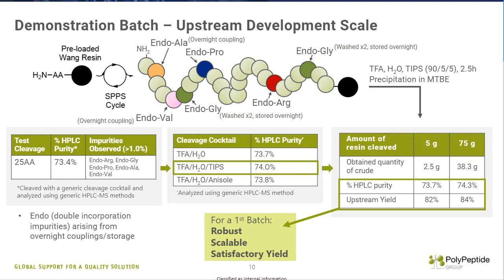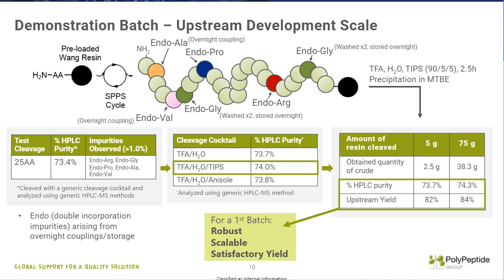So to go back to our actual upstream development and our demonstration batch. We got to the end of our synthesis. It was a 25 amino acid peptide. We had an HPLC purity according to our generic methods of about 73%. And we noted that the peptide was synthesized relatively well, but we had 1 or 2 impurities mainly associated with what we call endo impurities. So these are the double incorporation of amino acids at the same position as you complete the synthesis of the peptide. Here we had a number of them, such as endo-Ala, endo-Val, endo-Gly as well.